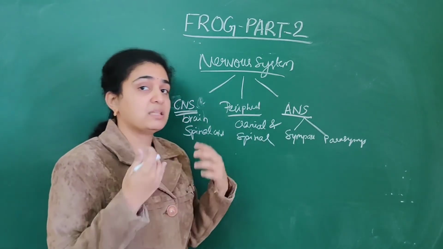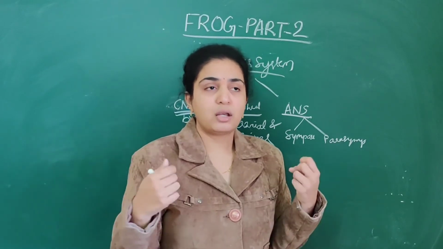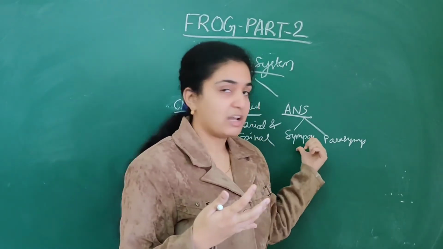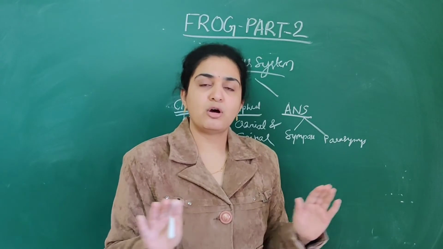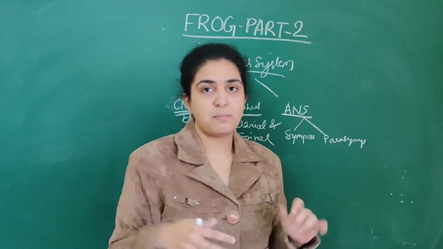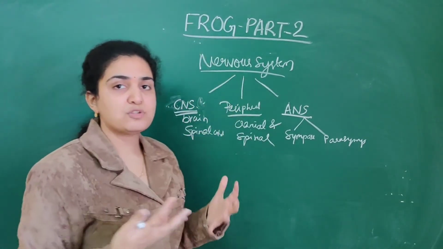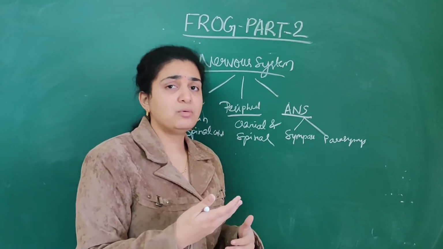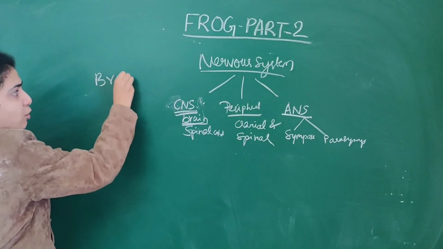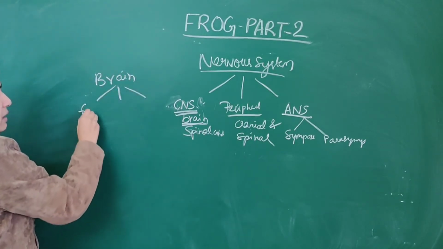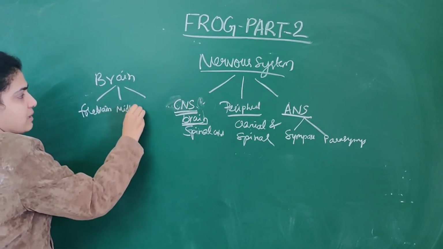Sympathetic is the fight and flight response. When you are in some danger, this system will act, for frogs also. Parasympathetic is rest and digest activity. When you are cool and calm, this parasympathetic activity plays a very important role. So this is about the 3 different types of nervous system. Next, the brain in the frog is divided into forebrain, midbrain, as well as hindbrain.